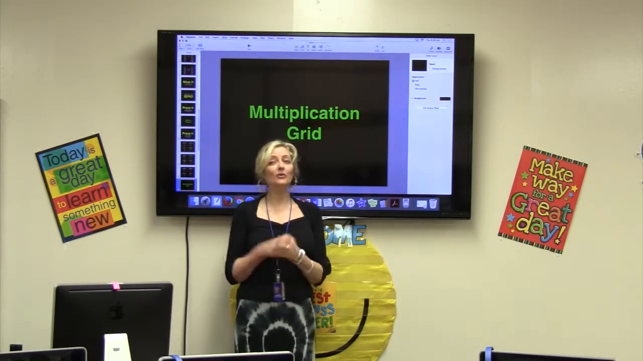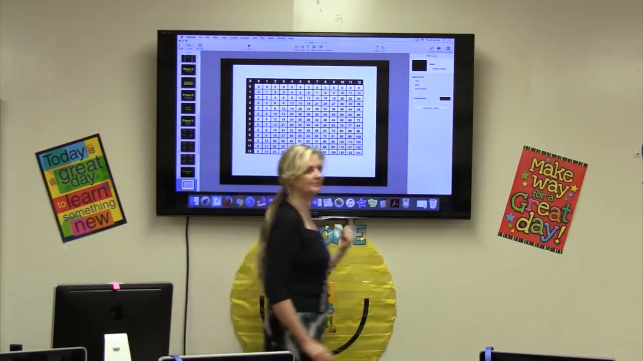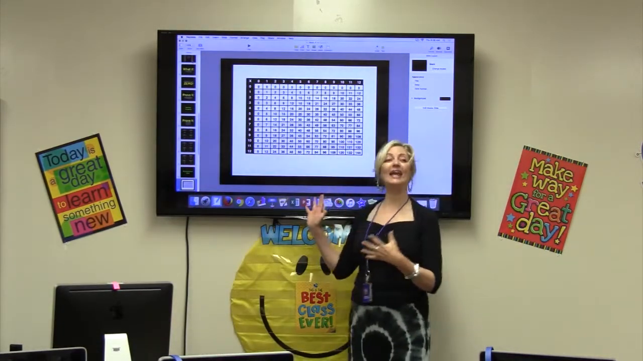All right, the multiplication grid. The multiplication grid is a grid that has numbers on it. Let me show it to you. It looks like this.